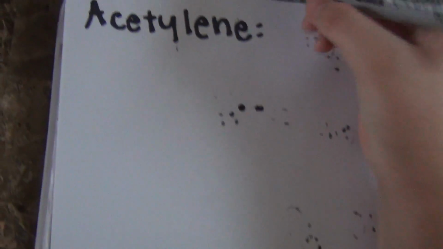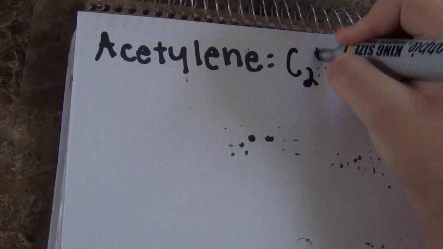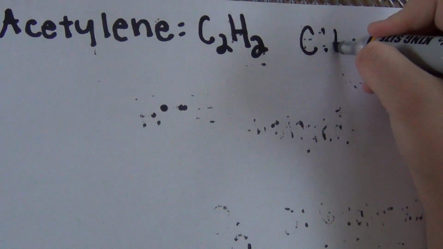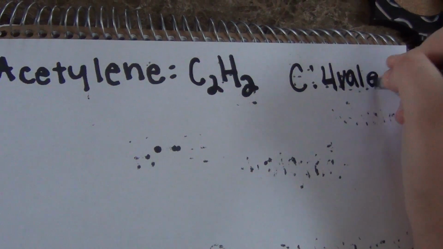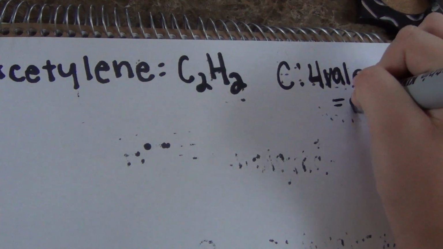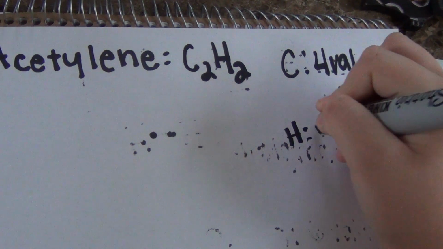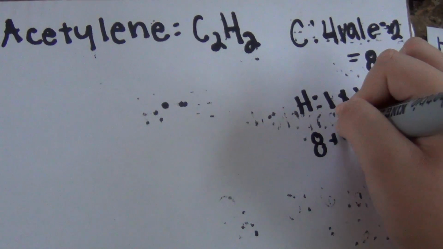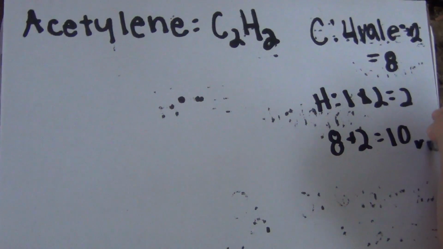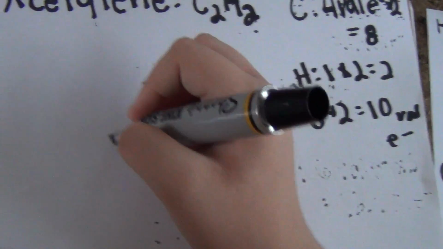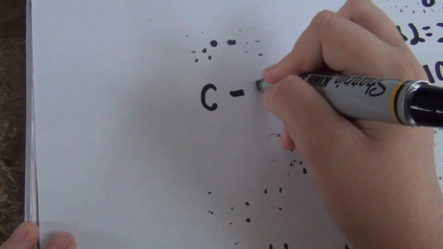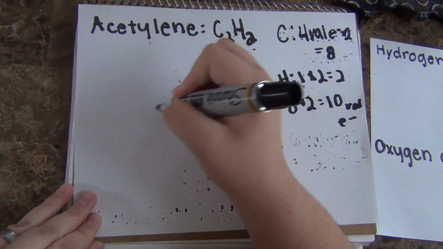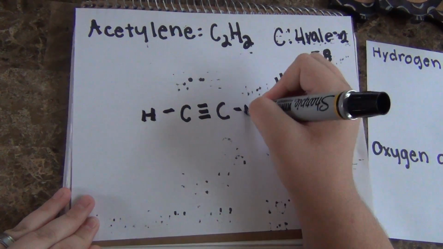For acetylene, it is C2H2. Therefore, carbon has 4 valence electrons times 2 equals 8, and hydrogen has 1 times 2 equals 2. So when you add them, it is 10 valence electrons. And the structure will look like this. C, carbon connected to a carbon with 3 bonds, and then they are connected to hydrogens with 1 bond.